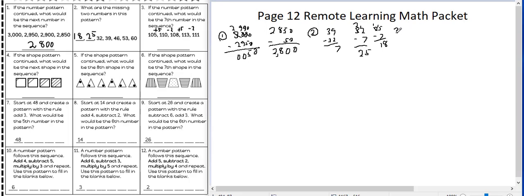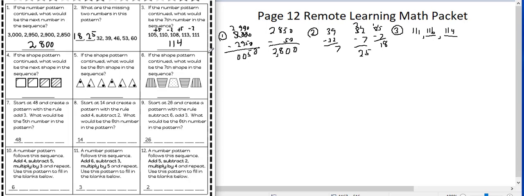So let's look here at number 3. I have 111. So now I need to add 5 to that. So the next number would be 116. All right. And then I need to subtract 2, 114. So 1, 2, 3, 4, 5, 6, 7. So my 7th number would be 114.